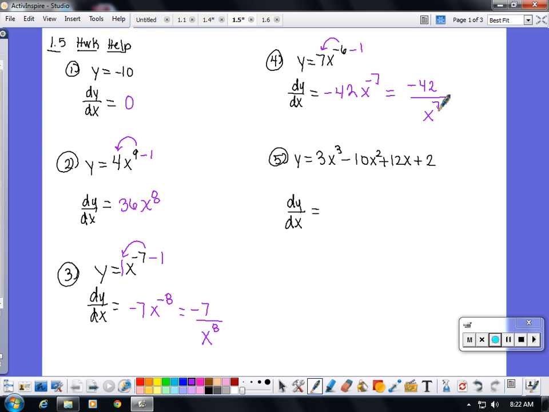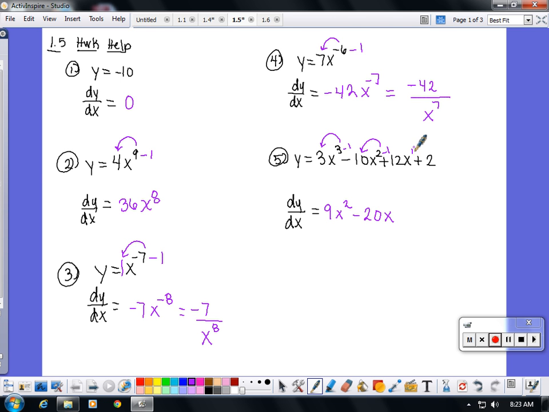Taking the derivative of a polynomial is the same as an individual term. You're just going to take the derivative of each piece. So 3 times 3 is 9x. Drop your exponent by 1, x squared. 2 times -10 is -20. Drop your exponent by 1. You have an understood 1 there.